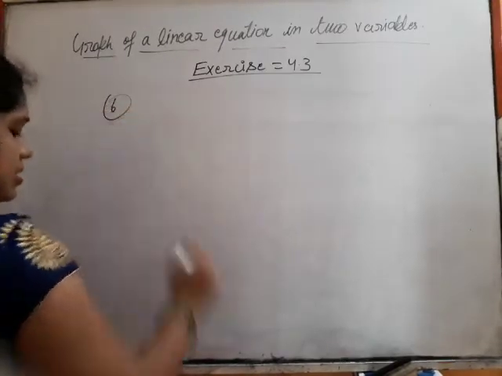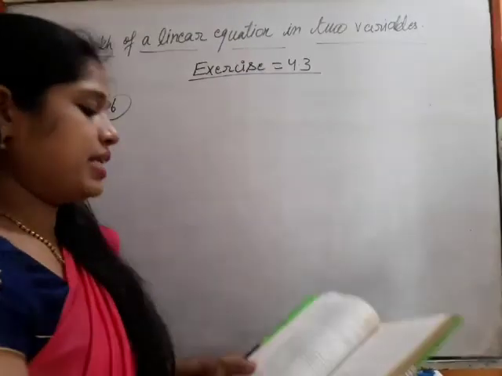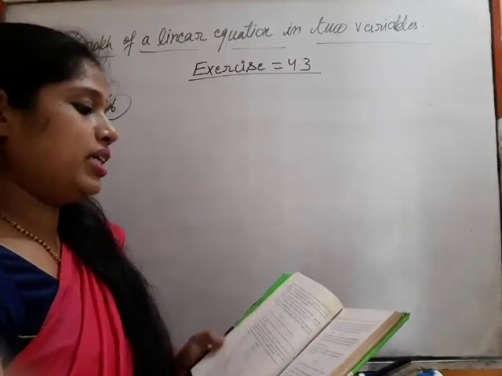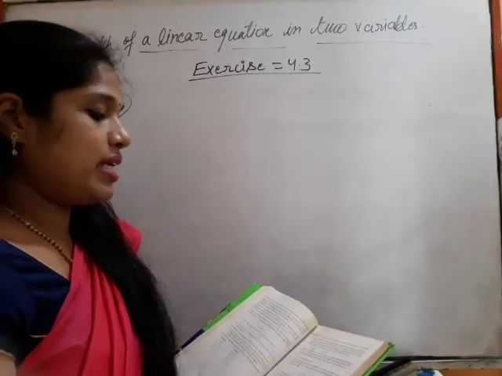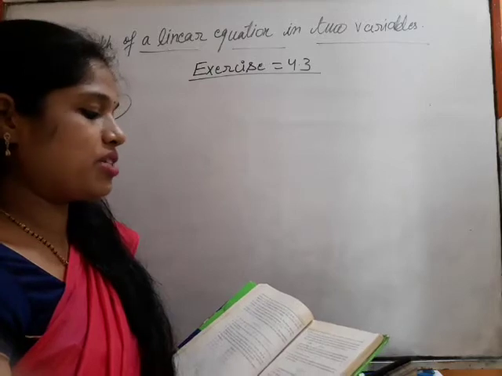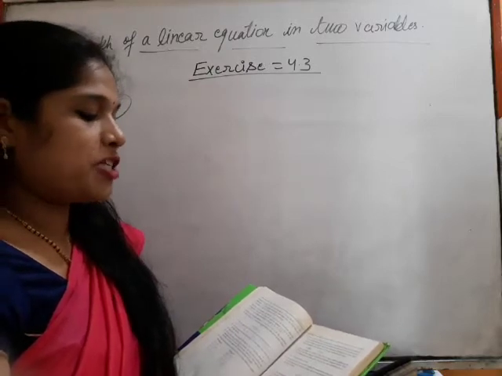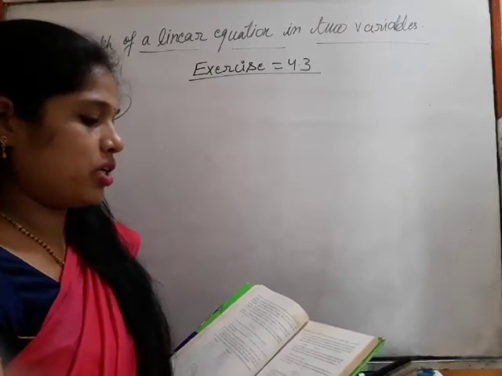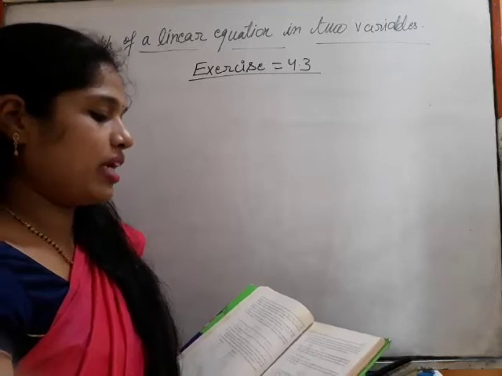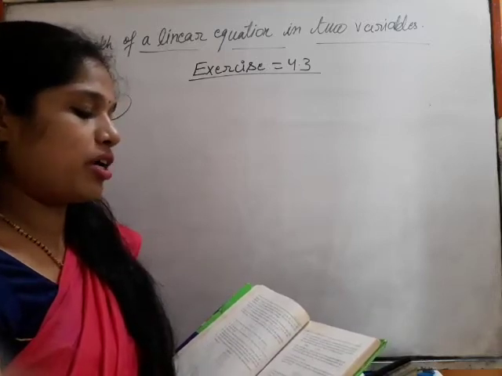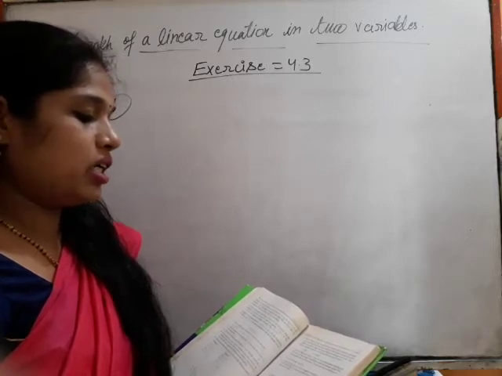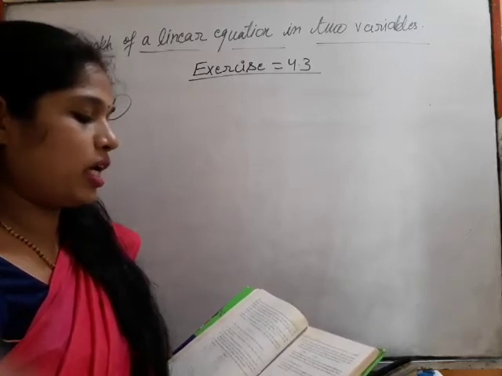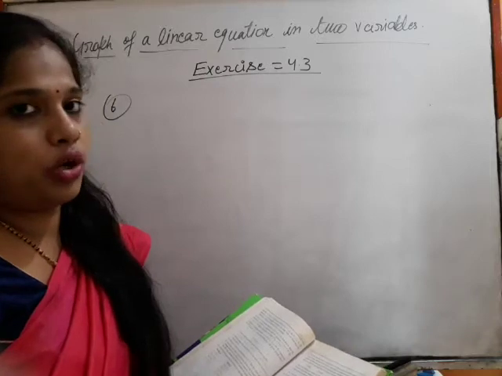Question number 6 says, the work done by a body on application of a constant force is directly proportional to the distance travelled by the body. Express this in the form of an equation in 2 variables. Draw the graph of the same by taking the constant force as 5 units. Read from the graph the work done when the distance travelled by the body is 2 units and 0 units.